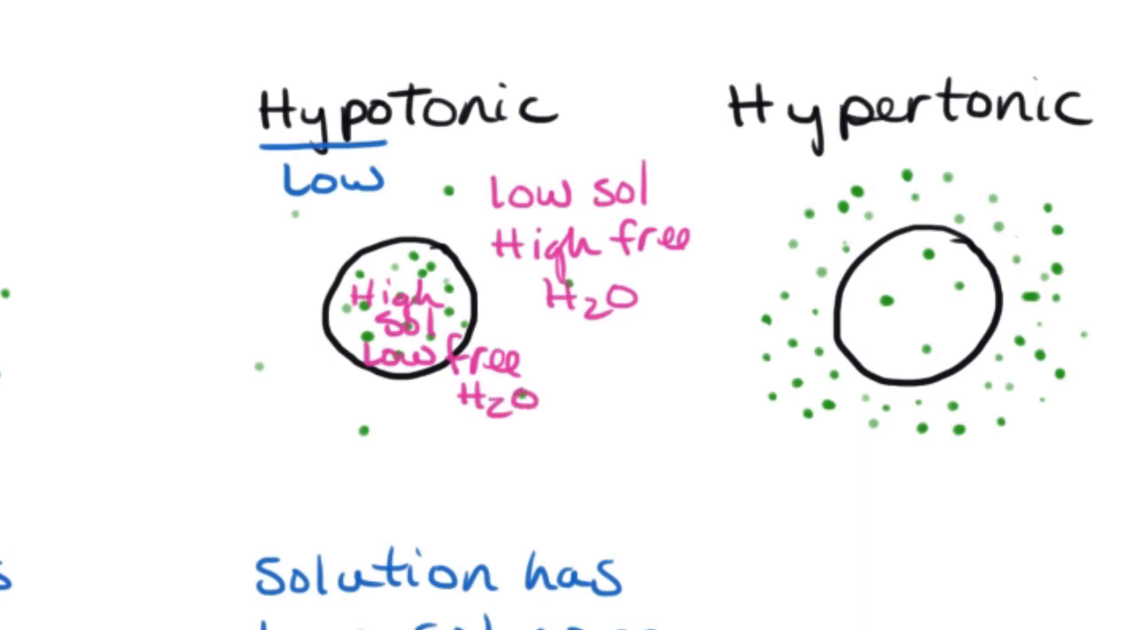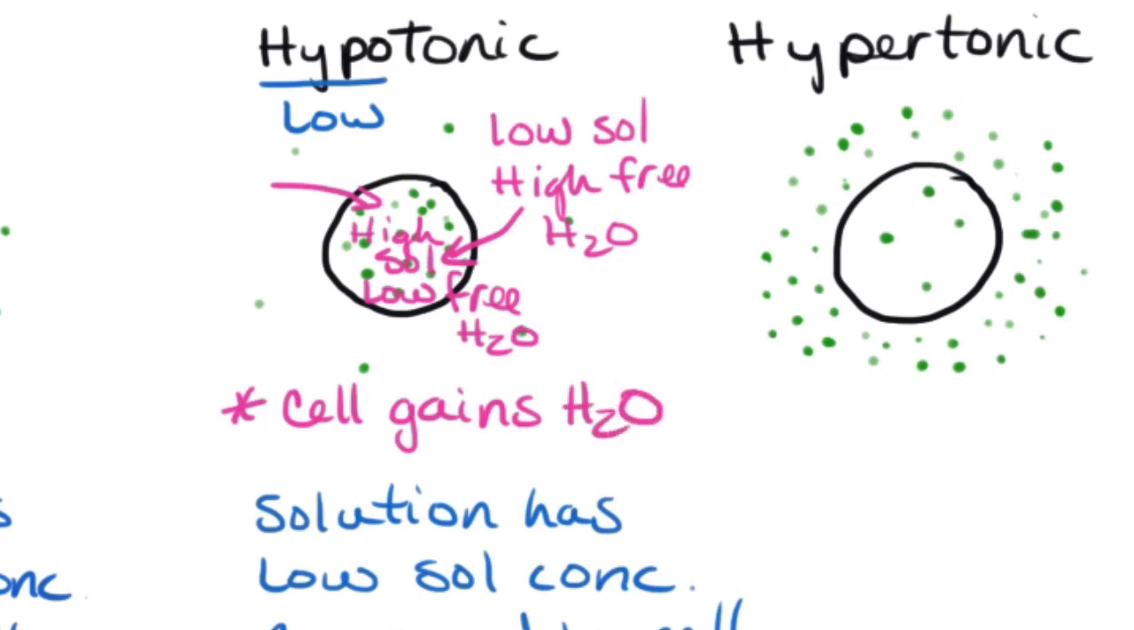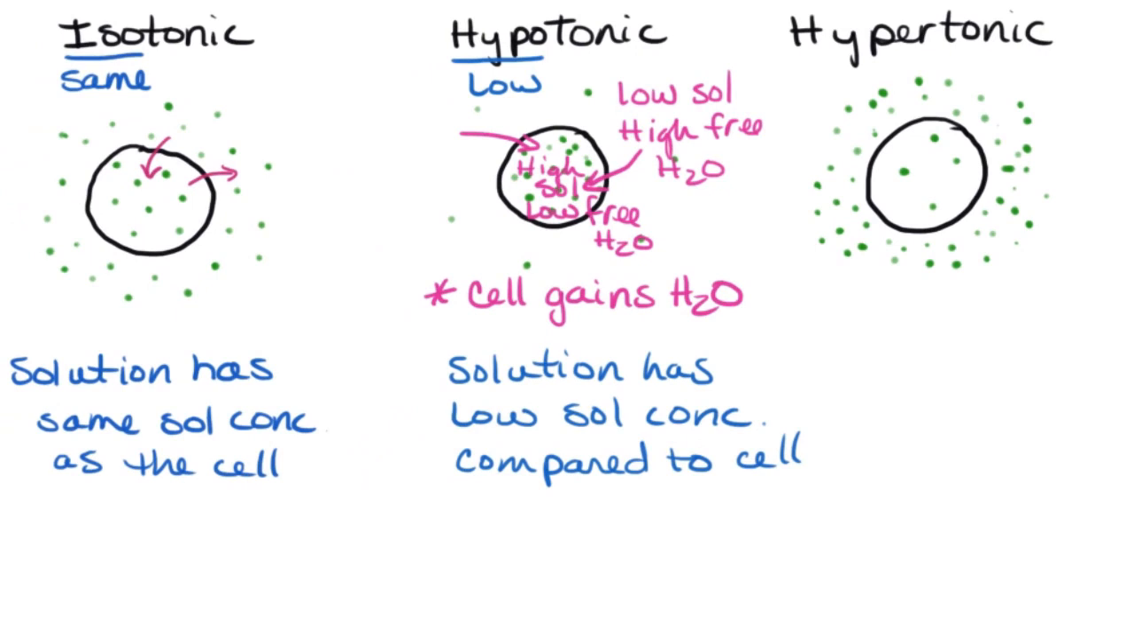So water is going to diffuse down its concentration gradient. This is osmosis, so the solute is not moving across the membrane itself. If the water is going to diffuse down its concentration gradient, we're going to see the water move into the cell. So we're going to have water moving in, and the end result of this is that the cell gains water. How much water the cell actually gains is going to depend on how different the concentrations are in the two compartments.